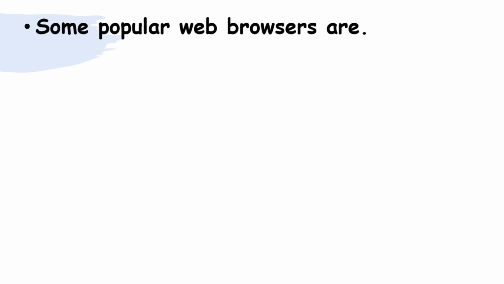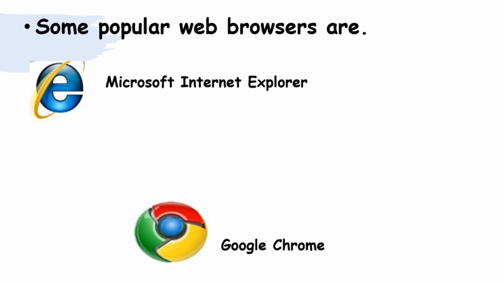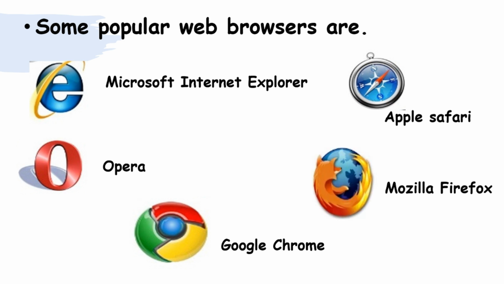Now let's see. Some popular web browsers are Microsoft Internet Explorer, Google Chrome, Opera, Apple Safari, and Mozilla Firefox. These web browsers are used around the world, not like ISPs. ISPs, Internet Service Providers, like Dialog, Sri Lanka Telecom, and Mobitel, are for our country only. The other countries have their own ISPs. But web browsers are the same for the whole world.